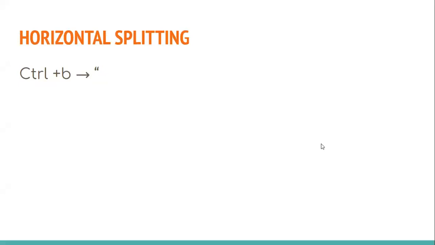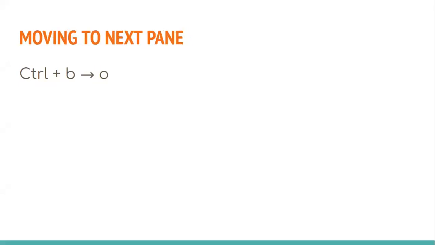Horizontal splitting, we already saw. Now moving to the next pane, that's important. You need to switch to different panes to run the commands. So that will be Control B plus O.